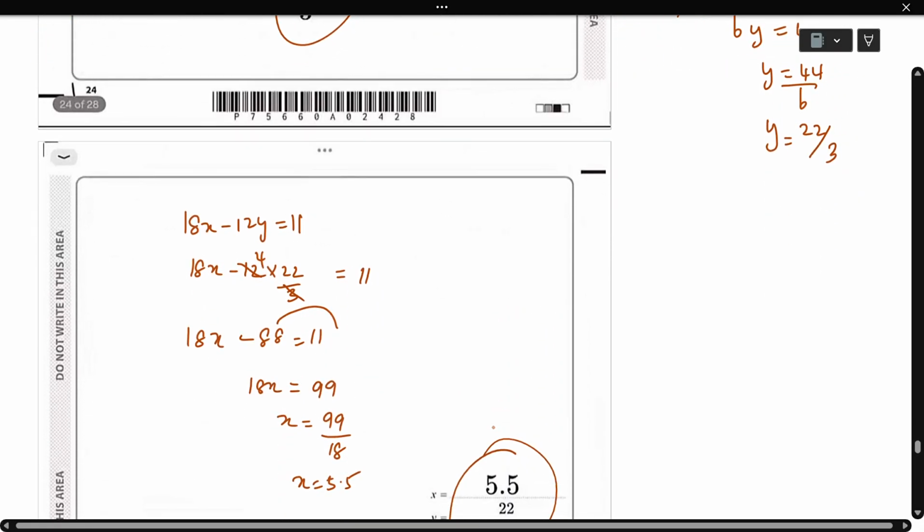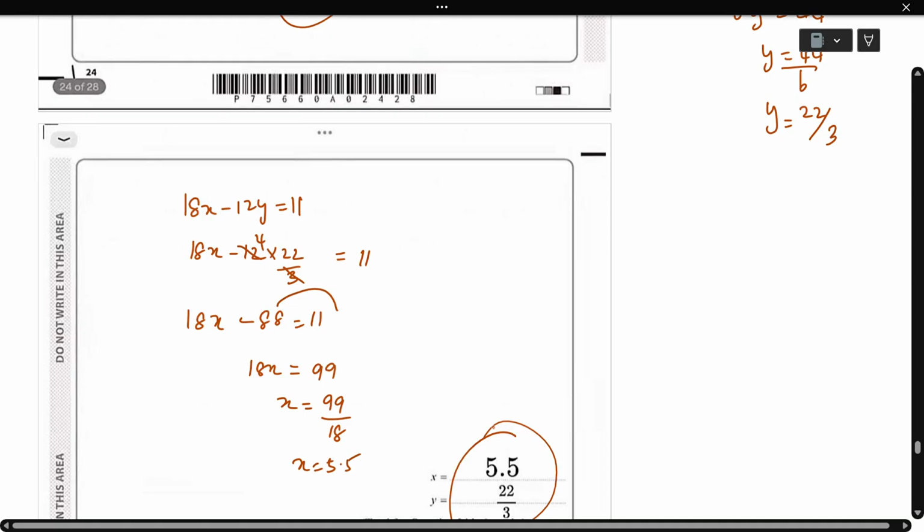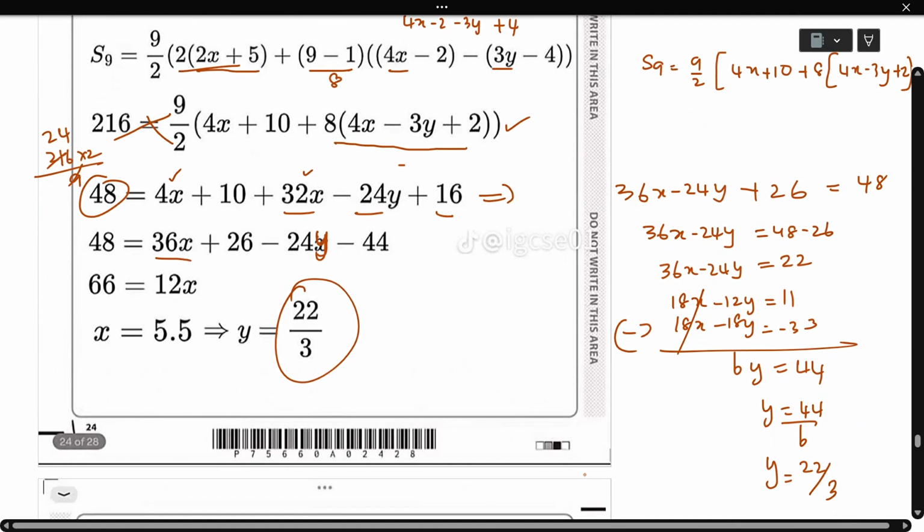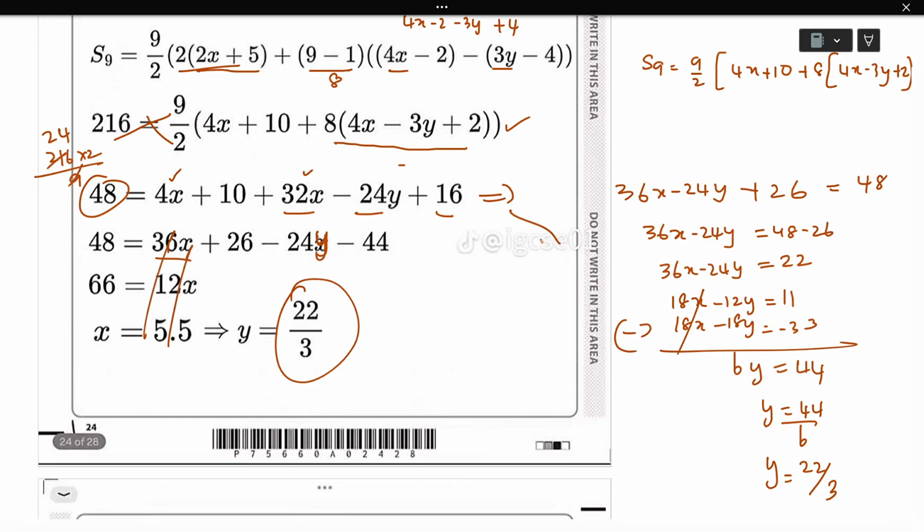Or we can leave the answer as 11 by 2. We can leave the answer as 11 by 2 as well, no problem. So you can leave 11 by 2 also. In the last 3 terms there is some mistake, so you follow after this here.